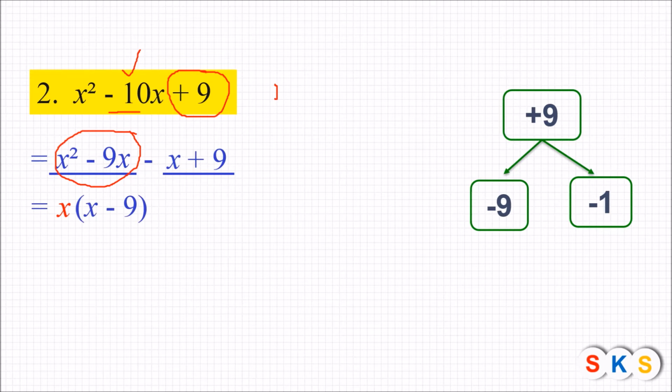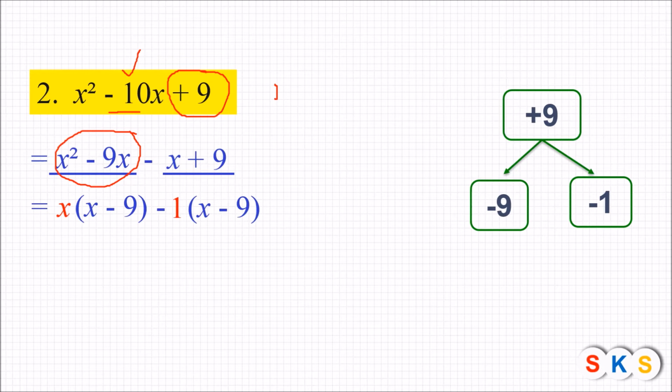What is common in the next group? You can see that x means it is 1x. So x I can write as 1 into x, and 9 I can write as 1 into 9. So common is 1. If I take 1 as common, in the bracket you will get x minus 9.